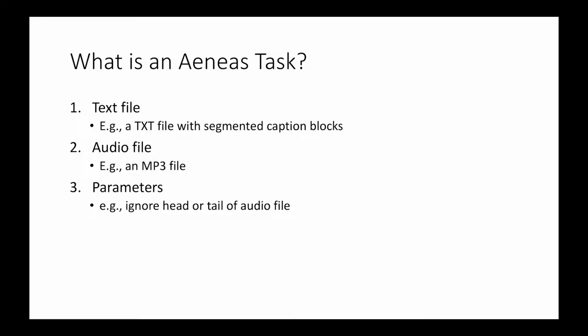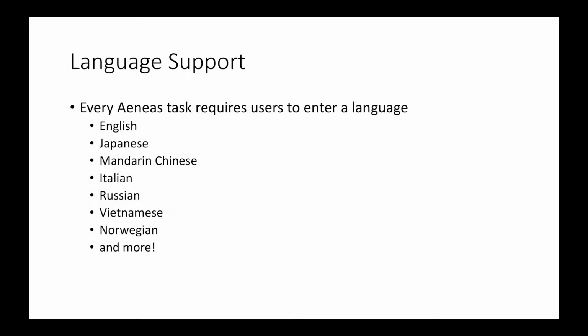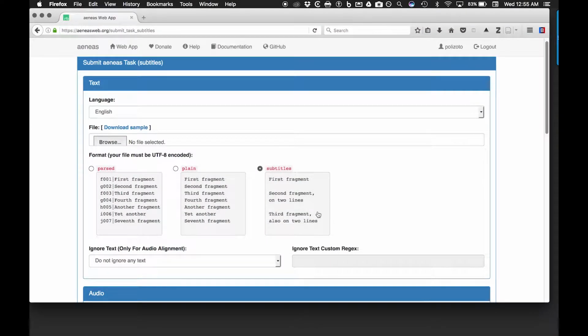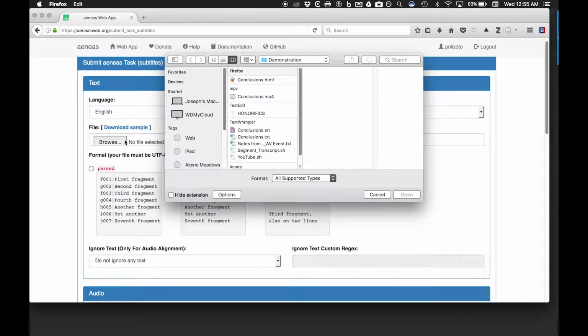An Aeneas task consists of three parts: a text file, an audio file, and parameters that a user may optionally select. The Aeneas aligner can be used with transcripts in a variety of languages, which correspond to videos in those languages. Upload your transcript and select the language in which it was written.